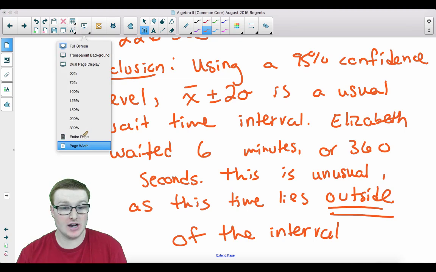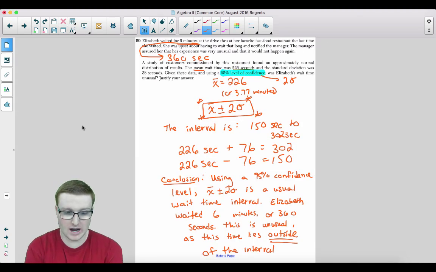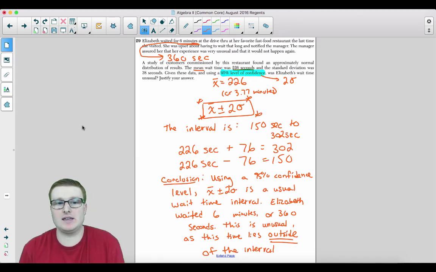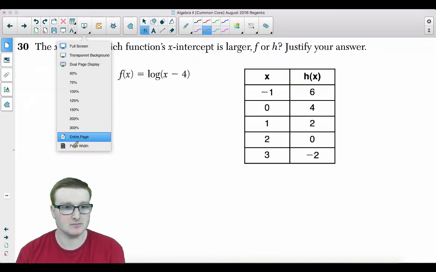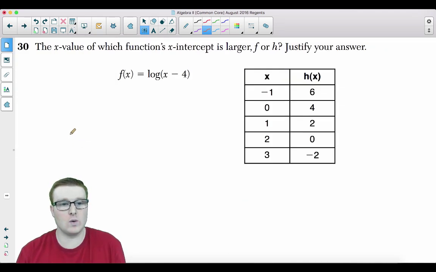All right, so that's your answer. I apologize for the confusion before. I don't know why I forgot to multiply by 2 on my key. I usually do the answer key just so the video can move a little bit quicker, by me not typing a whole bunch of numbers into the calculator. So number 30: the x value of which function's x-intercept is larger, f or h?